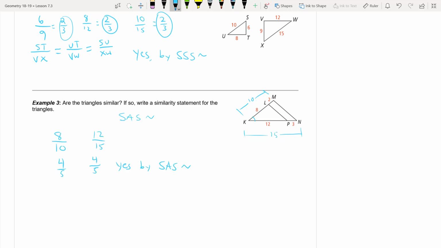Okay, welcome back in. As you can see, I took KL over KM, and that gave me 8 over 10. And when I did KP over KN, I had 12 over 15. Both of those simplified to 4/5, which tells me by side-angle-side similarity that I have congruent figures here, or I'm sorry, similar figures here, similar triangles. So that's really it. There are three methods: angle-angle, side-side-side, and side-angle-side similarity.